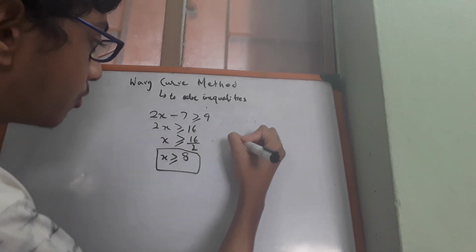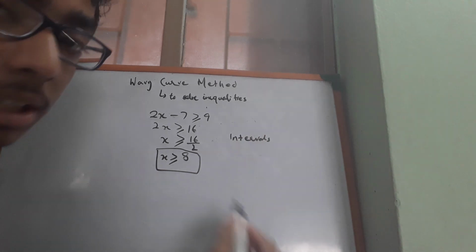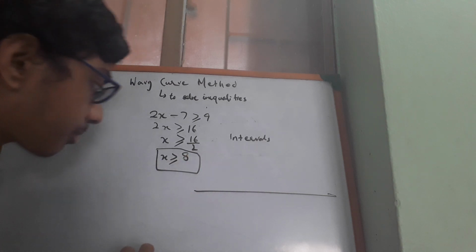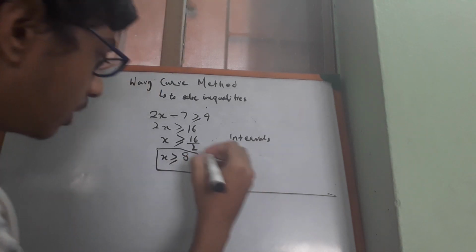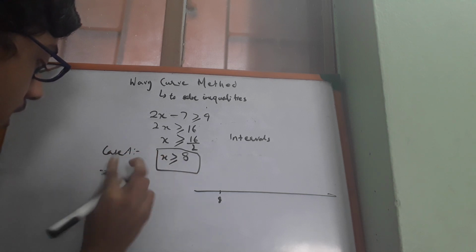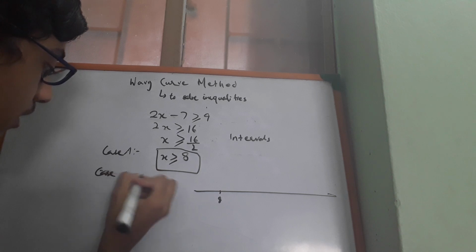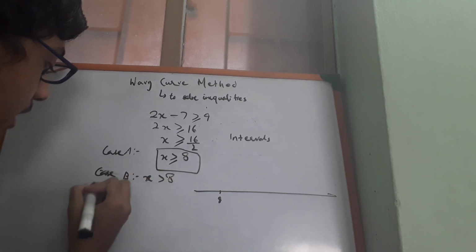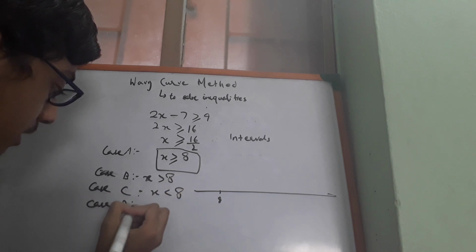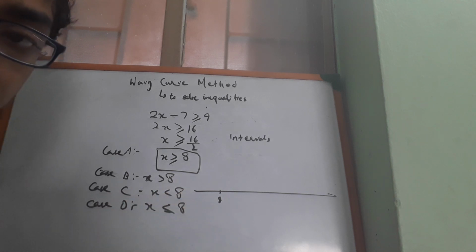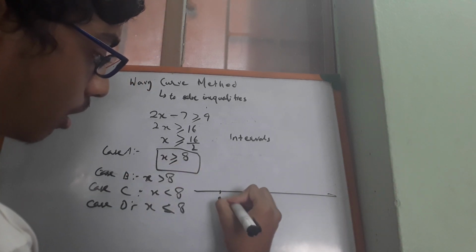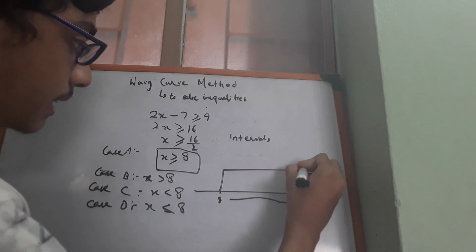For that we need the concept of intervals, which is a very important concept. Say I have a number line here, and let's say this point is 8. Let's say this is case A, x greater than or equal to 8, and case B, x is greater than 8, and case C, x lesser than 8, and case D, x lesser than or equal to 8. In case A, that means all values greater than 8, this range. So we represent it like this.